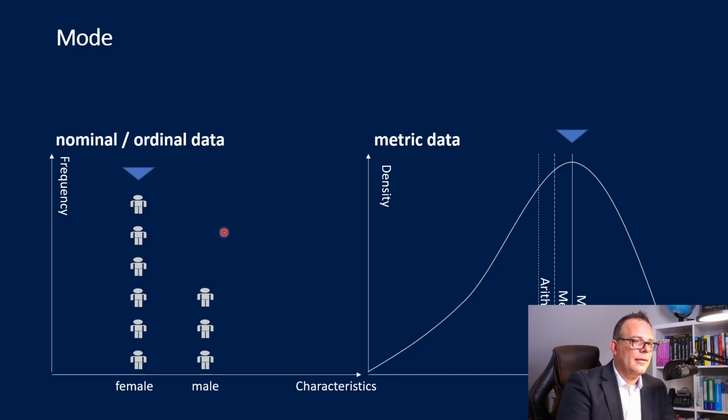The mode then is simply the most seen or most observed number in your data. It is better to understand for nominal or ordinal data. If we have more females than males, the female will be the mode here. For metric data, we need some density plot maybe, and the highest value of this density will be our mode. Nevertheless, that is some kind of, let's say, artificial. And accordingly, the mode is not often disclosed in articles in statistics.